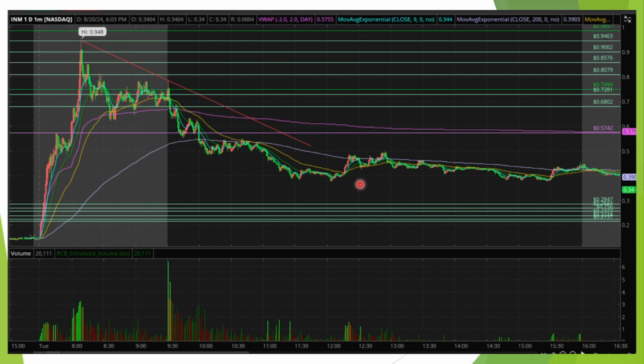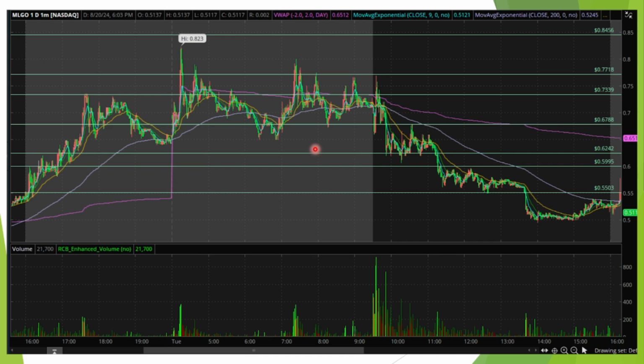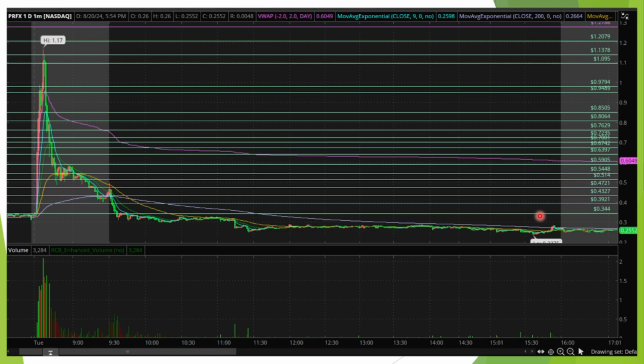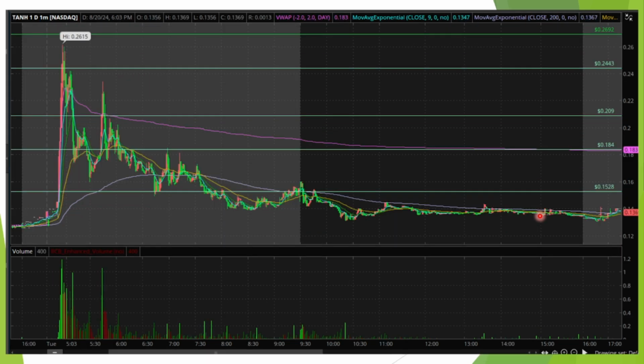INM, this one moved from 20 cents to $1, so what, 400% in pre-market, and then just faded. If you're looking at an example, this is flat into open because we're still like 300% away, but it ends up fading. This one's flat into open, fade. This is a fade into open, fade. Another fade, fade.